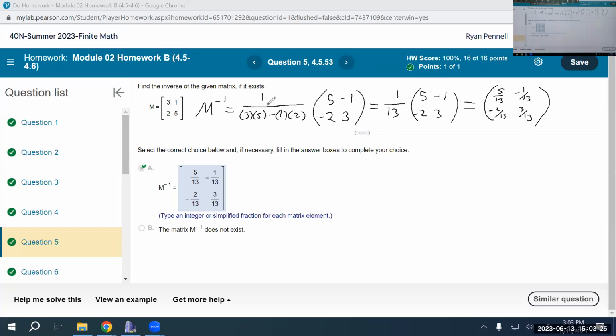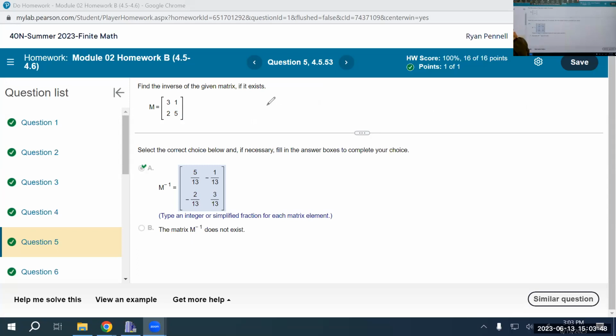But we use 2 by 2s a lot, even outside of this class. If you move on and you're doing something in science or computer programming, there are a lot of 2 by 2s out there. That little formula could be helpful. In fact, it's quite helpful. Okay, so that's how you can do that.